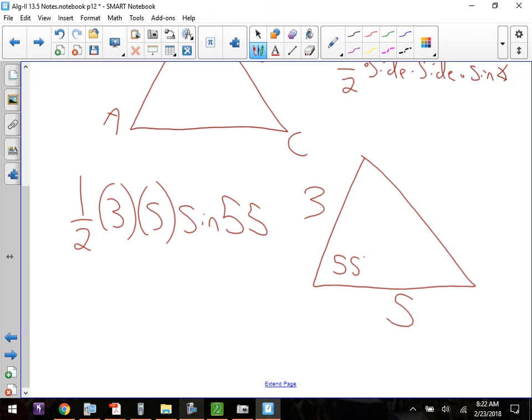This is a great shortcut that you will see for non-right triangles. This is one of the nicest shortcuts you will ever learn for finding areas. All you have to do is type in 0.5 times 3 times 5 times sine 55, hit enter. I'm getting 6.14.